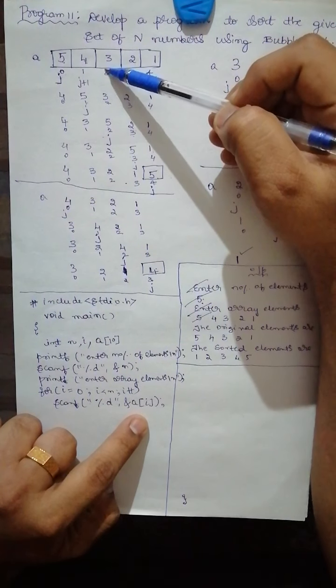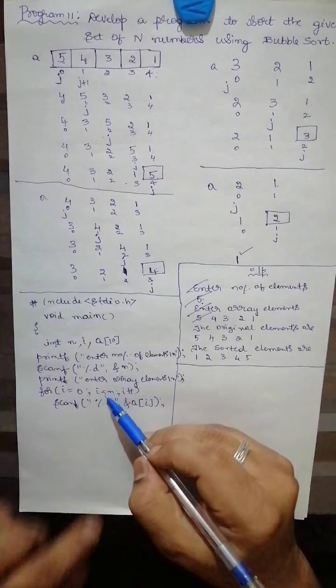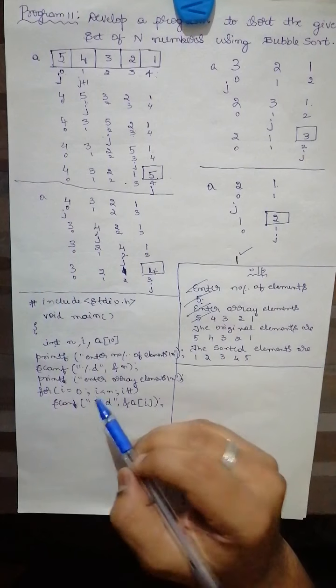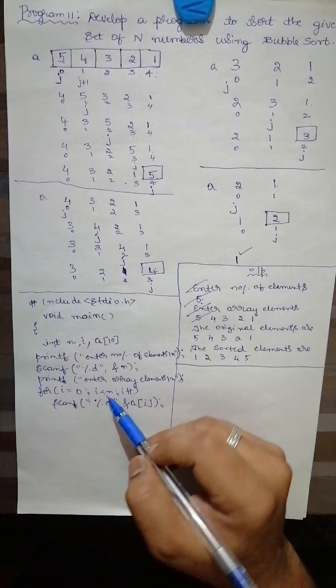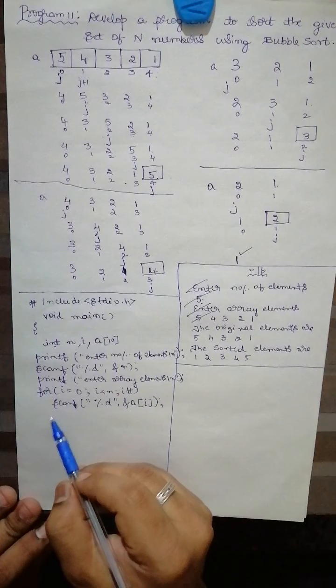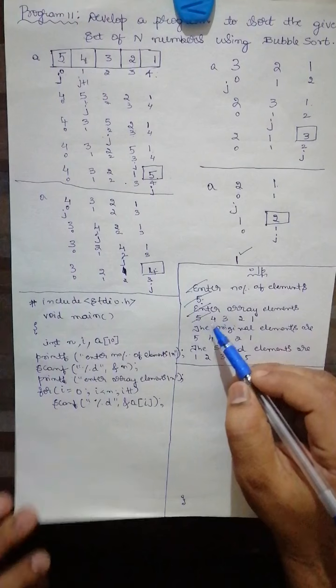Next value would be collected at A of 2. Next value A of 3. Next A of 4. Now I becomes 5. Is 5 less than 5? Condition fails. By the time you come out of the for loop, all the elements should be collected inside the array. Hope you guys understood this.